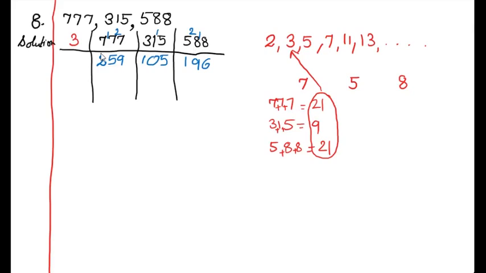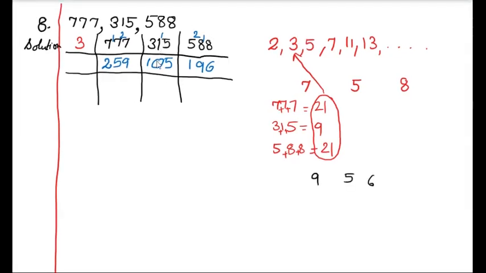So now all these 3 numbers are divisible by 3. Yeah. Now we will solve further. Just see here. Let us now find the number which is divisible by all these 3 numbers. Okay. So see, at the units place of 259 we have 9, in 105 we have 5, and in 196 we have 6. Yes, so we have 9, 5 and 6 at the units place.